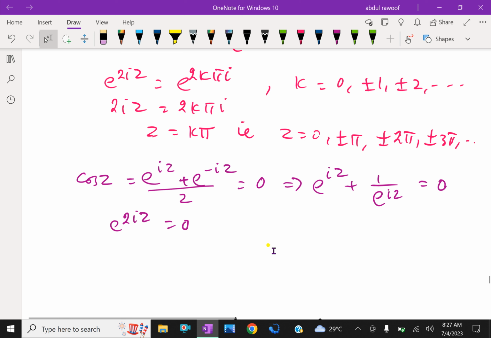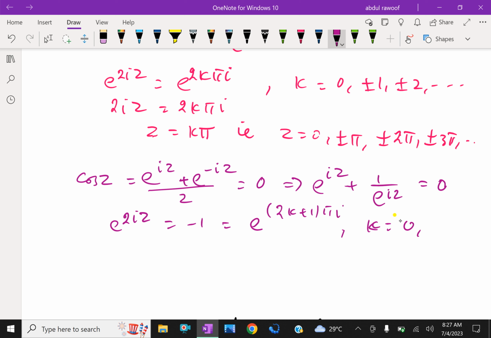So e^(2iz) equals minus 1, by taking the LCM e^(iz) and cross multiplying. Minus 1 is equal to e^((2k plus 1)πi), where k equals 0, plus or minus 1, plus or minus 2, and so on.